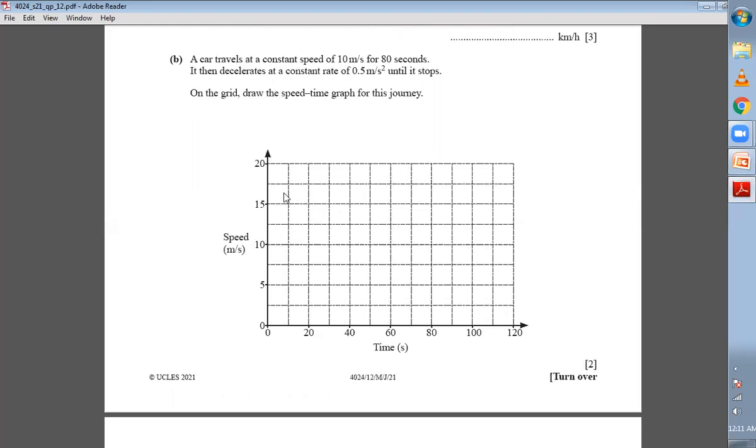So the question is, a car travels at a constant speed of 10 meters per second for 80 seconds. It then decelerates at a constant rate of 0.5 meters per second squared until it stops. On the grid, draw the speed-time graph for this journey.